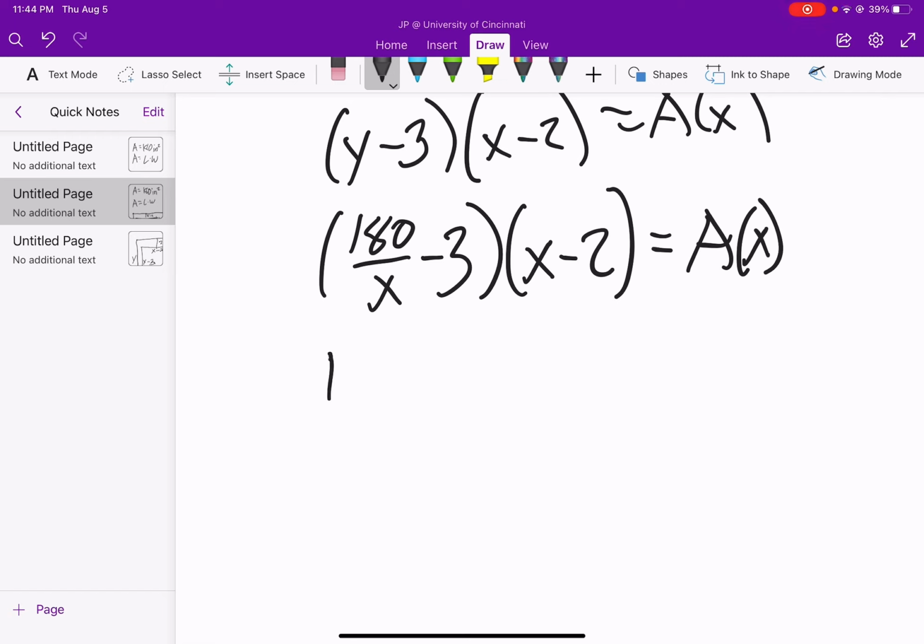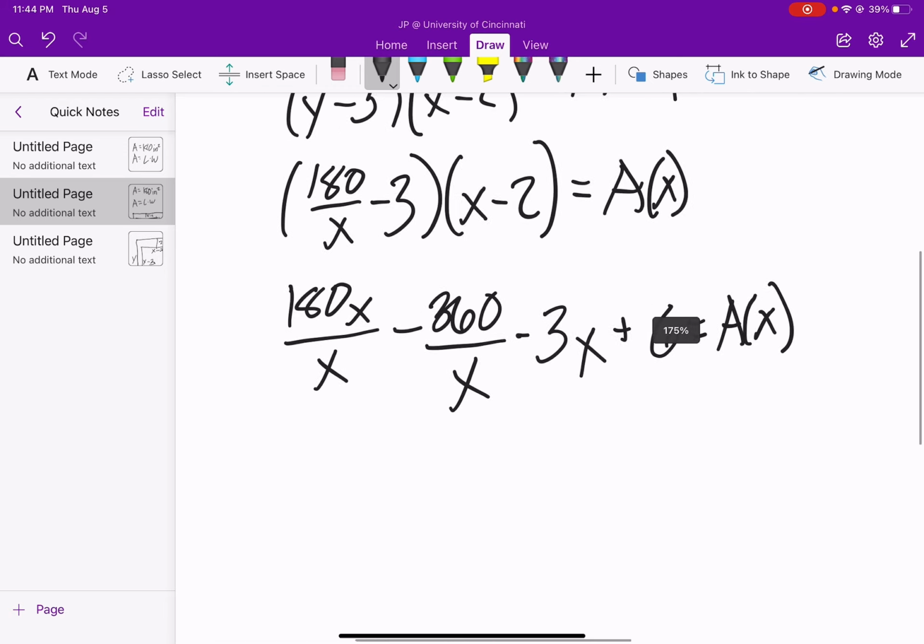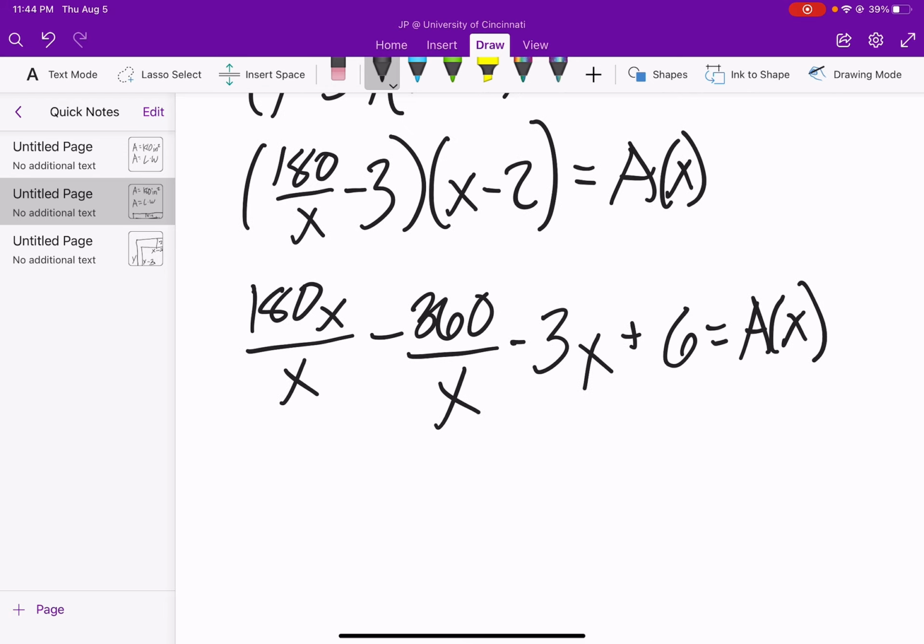So the first term is 180x over x. Outside, negative 360 over x. Inside, minus 3x. Outside plus 6 equals the area of x. Okay, and we can further simplify this, but right off the bat, we see that this x is here. Go ahead and cancel that out. And now we have 180 plus 6 is 186, so we'll go ahead and write that.